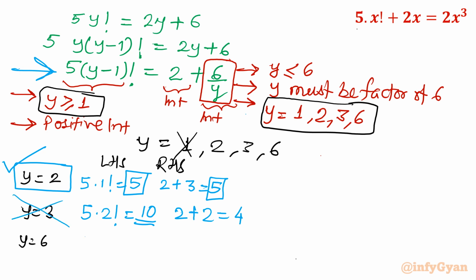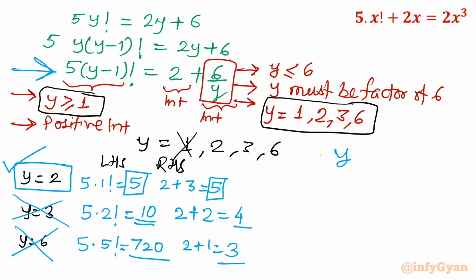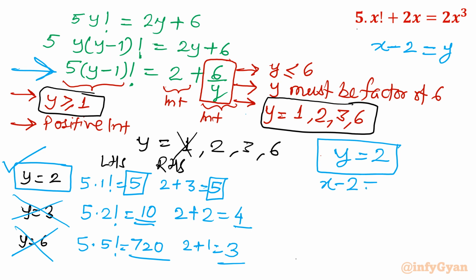y equal to 6: 5 times 5 factorial. It would be 120 times 5, which is 600. And the RHS would be 2 plus 6 over 6, 1, so 3. The left hand side is 600, the RHS is 3. So it won't be accepted. Which solution is accepted? That is y equal to 2. Now remember our substitution: x minus 2 is equal to y. So in place of y, I will write x minus 2 equal to 2. The conclusion is x is equal to 4.